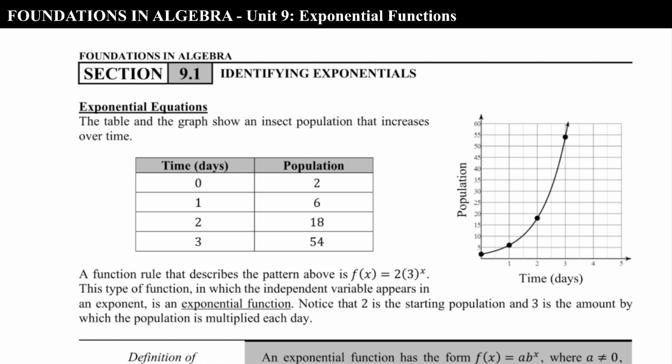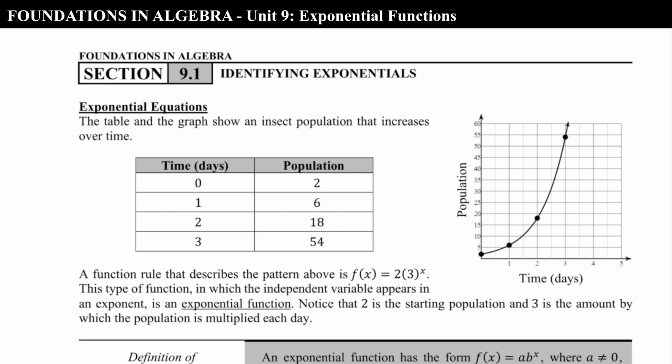Take a look at this example. The table and graph show an insect population that increases over time. So at the start, we have a population of 2. Okay, we have 2 insects. After 1 day passes, we are now up to 6. Then after 2 days, we're up to 18. And then after 3 days, we're up to 54.